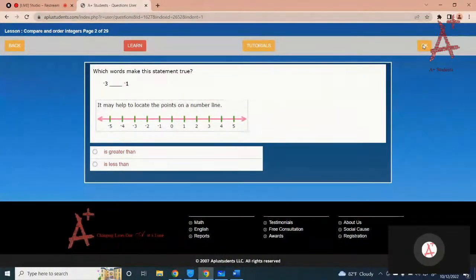Okay, the next one is which words make the statement true? Negative 3 and negative 1. So negative 3 is greater than negative 1 or less than negative 1? Again look, negative 3 is farther than negative 1 on the number line, isn't it? So negative 3 is less than negative 1. Got it? Very good.